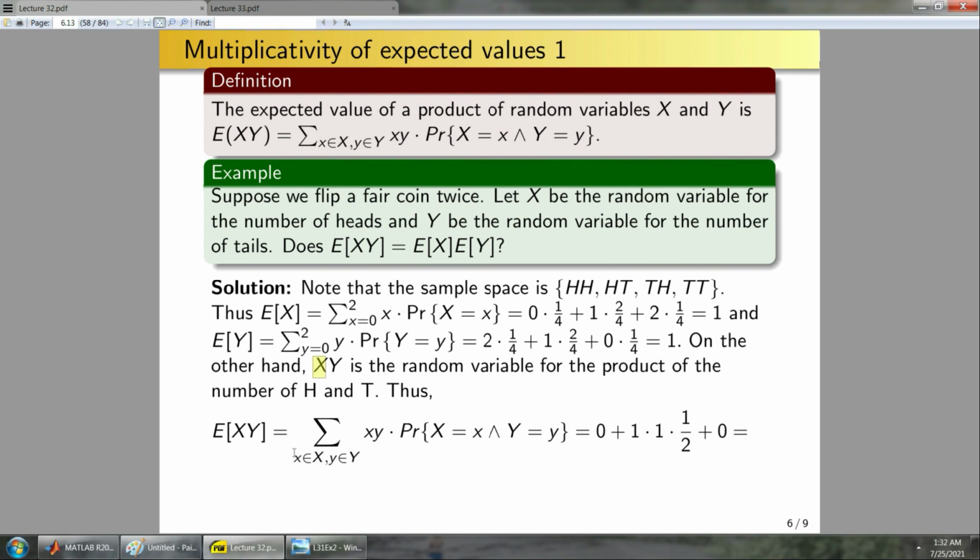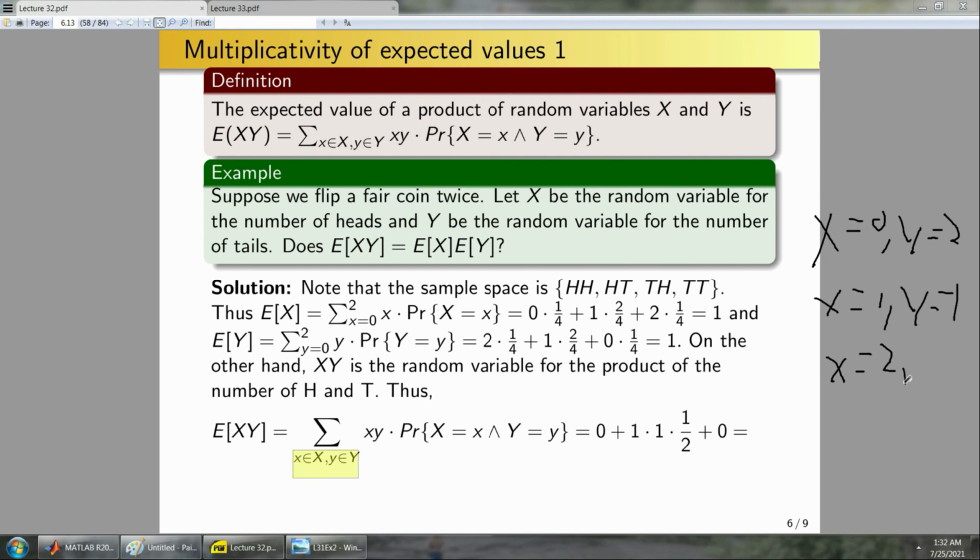So this double sum of going over all of the sums of x's and y's is not really a double sum. It's really a sum of the case where, say, x is equal to 0 and y is equal to 2, x is equal to 1 and y is equal to 1, and finally, x is equal to 2 and y is equal to 0. These are the only terms in this double sum that actually matter.